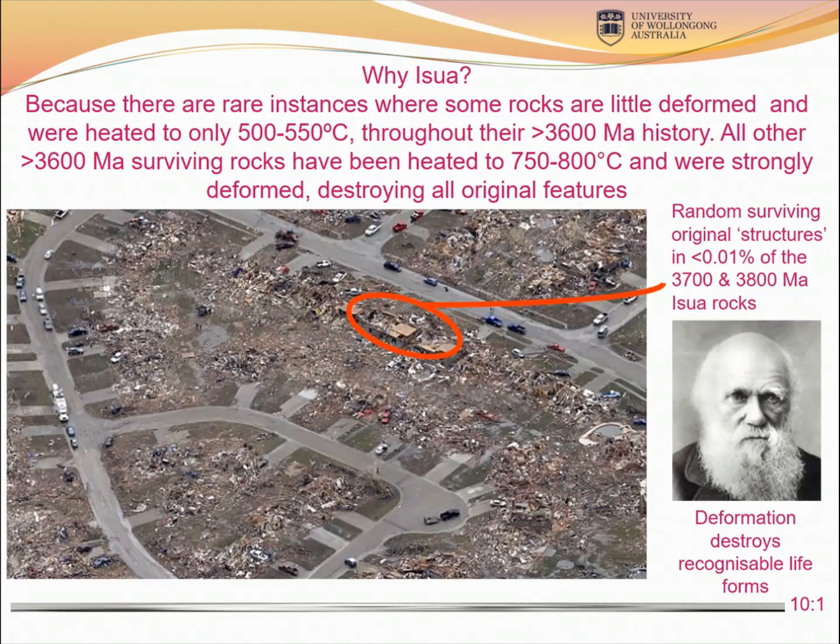This destroys all original features, and it's very easy to demonstrate this. Let's take a picture of Darwin, someone obviously extremely recognizable. If you then deform Darwin by a 10-to-1 ratio, you end up with this smear at the bottom, and nobody would necessarily recognize that as Darwin or a life form. And this is the problem that ductile deformation and the heating of these ancient rocks causes. So most of the search for early life in these rocks has been based on chemofossils, in other words, particularly isotopic signatures which show that life might have been present.